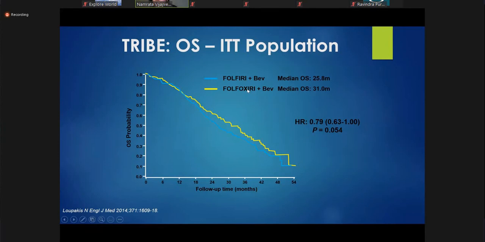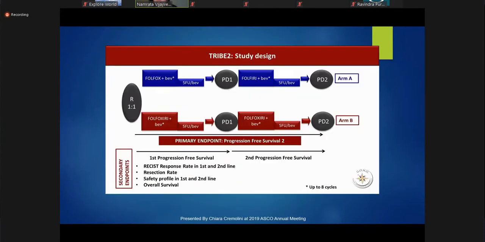A lot of people question that: if you give FOLFOXIRI up front, what do you do later on? Maybe the effect is diluted by that fact. So they went ahead and did the TRIBE2 study. Half of the people got FOLFOXIRI-BEV and the other half got FOLFOX-BEV. Once they progressed, they got FOLFIRI-BEV. They were looking at PFS2, where you have a first progression on the first regimen, and then another progression on the second regimen.